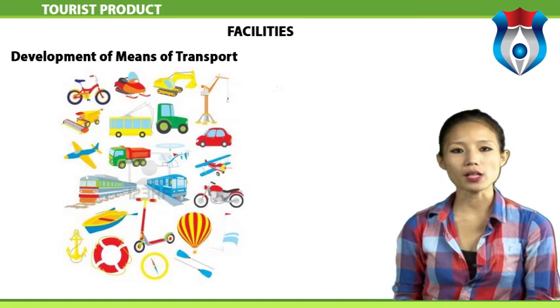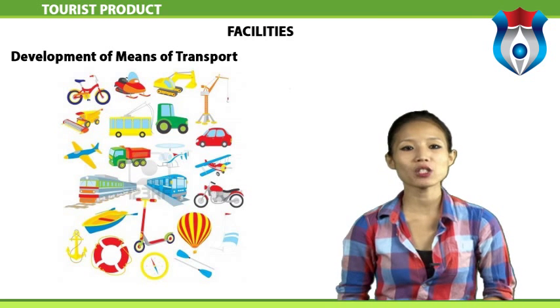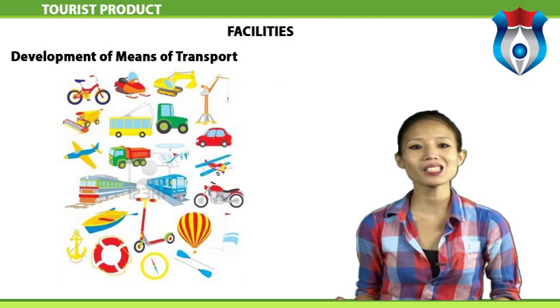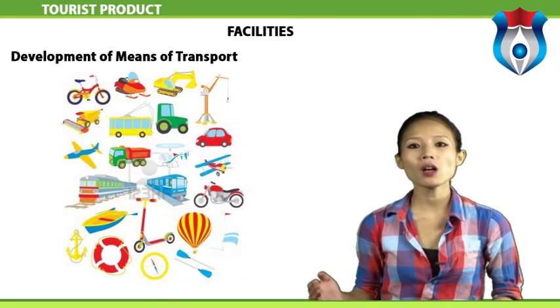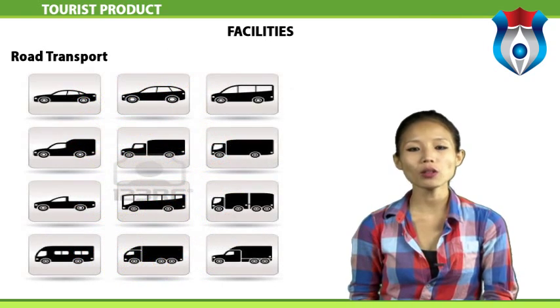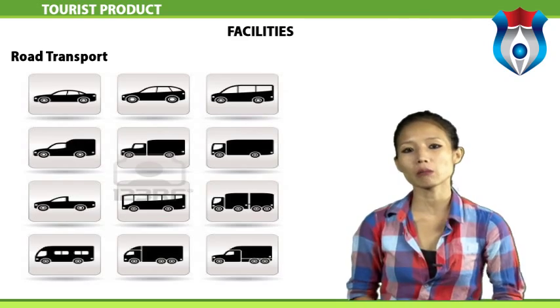Development of means of transport. From the advent of human civilization, the means of transport have been changing according to the development of technology. The propulsive means used were mainly animals on land and sails at sea. Road transport. Road transport is one of the most promising and potent means suitable for short and medium distances.